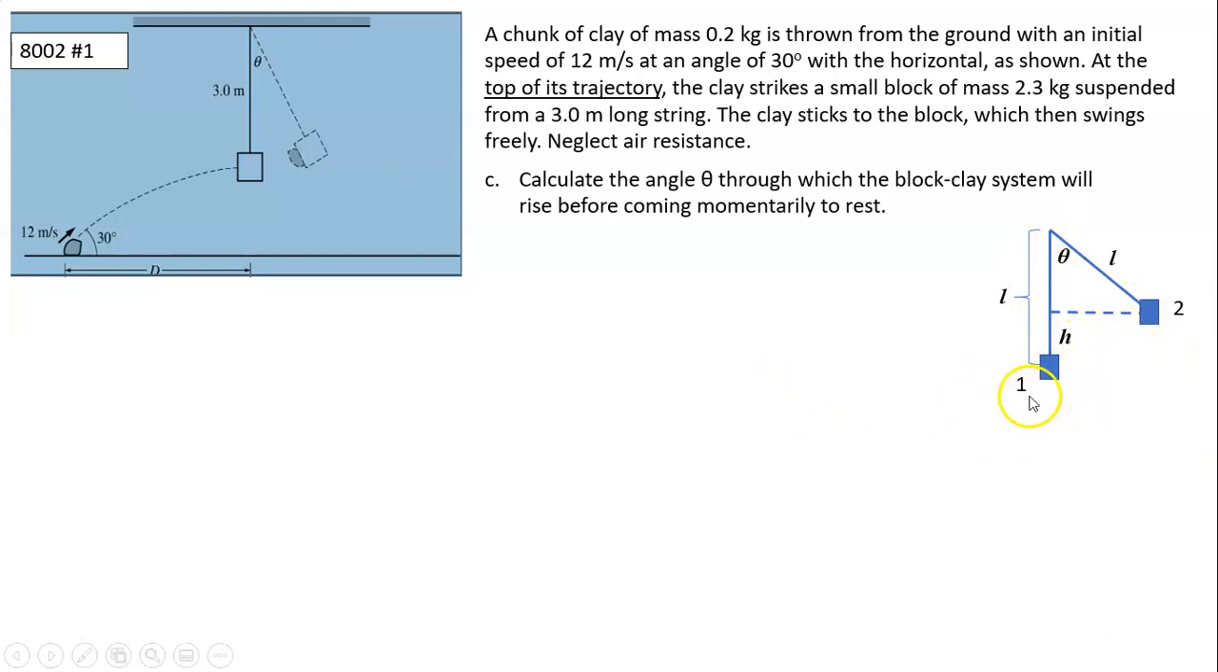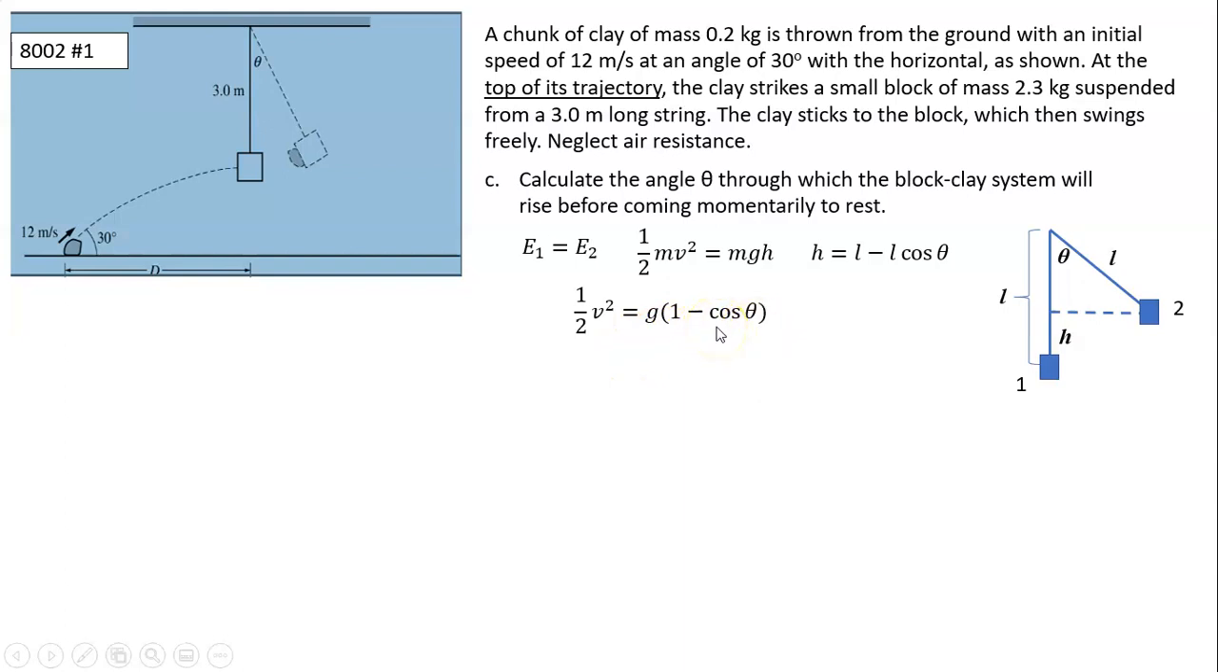Here is position 1, here is position 2. We know E1 equals E2. At position 1, all the energy is kinetic. At position 2, all the energy is potential. So we have to find h. Take a look at this diagram. Here is a right triangle. h equals L minus this part. This part is L times cosine theta. Substitute in, and you can figure out cosine theta.